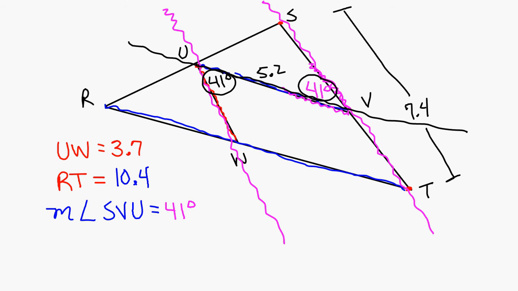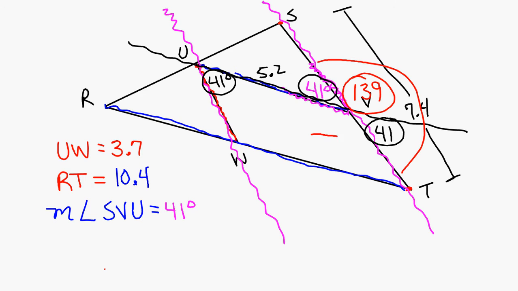Well done. What would this angle be right here? 41, why? Because they're vertical angles, aren't they? All right, what would this angle be right here? 139, why? Because they both have to equal 180. They're a linear pair. Very good. These two are a linear pair. They form a line. They've got to add up to 180.